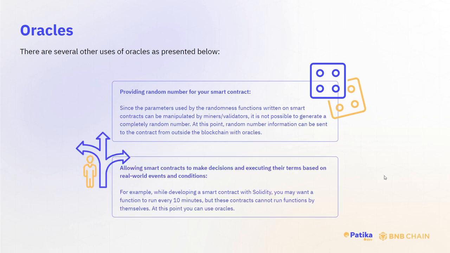They can allow smart contracts to make decisions and execute their terms based on real-world events and conditions. For example, while developing a smart contract with Solidity, you may want a function to run every 10 minutes, but these contracts cannot run functions by themselves. At this point, you can use oracles. So it can be hard to understand the oracles at this point. So let us have a summary.